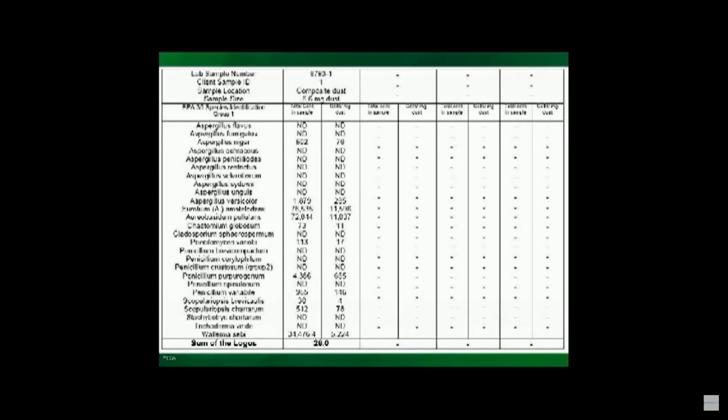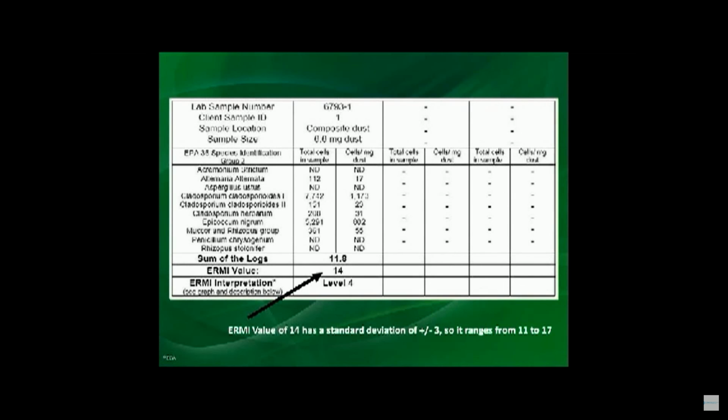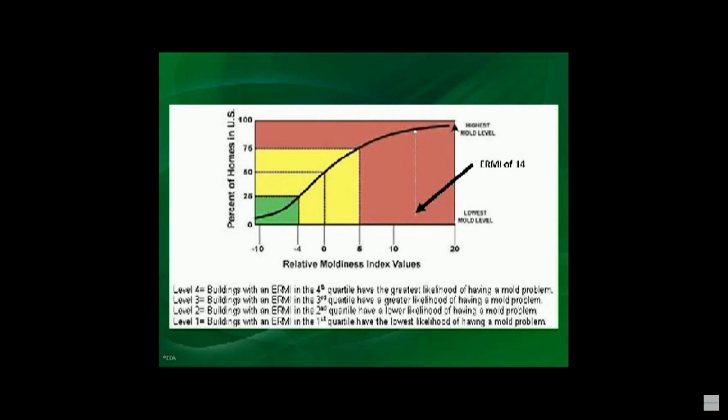It gives you a value, and then it'll give you a score, which is an ERMI interpretation, and then it gets compared to the moldiness index chart for your area. When you are in the highest, you have a problem, and it's very simple. Red, yellow, green. Green, no problem. Yellow, caution. Red, we have a serious issue, and it needs to be identified a little bit more in depth.